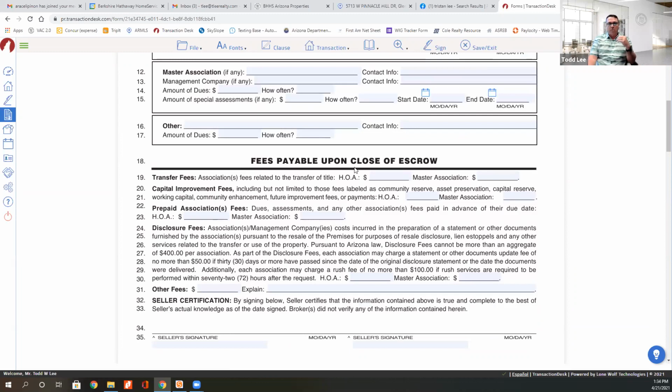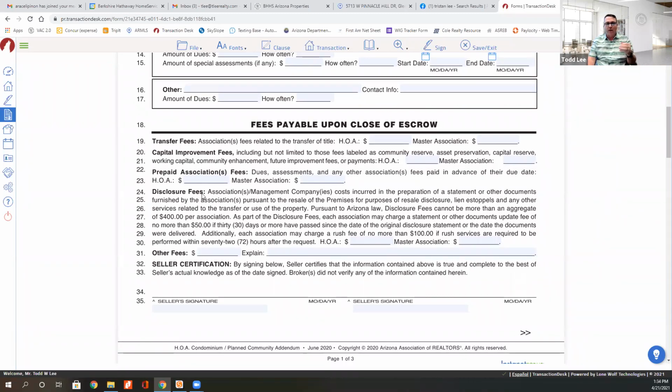Then you go into the fees payable at close of escrow. Transfer fees, association fees related to the transfer of title: is there an HOA fee, or one for a master association, or both? Capital improvement fees: is there an HOA capital improvement fee, or a master association fee? Prepaid association fees: any other association fees paid in advance of their due date, HOA and master association.